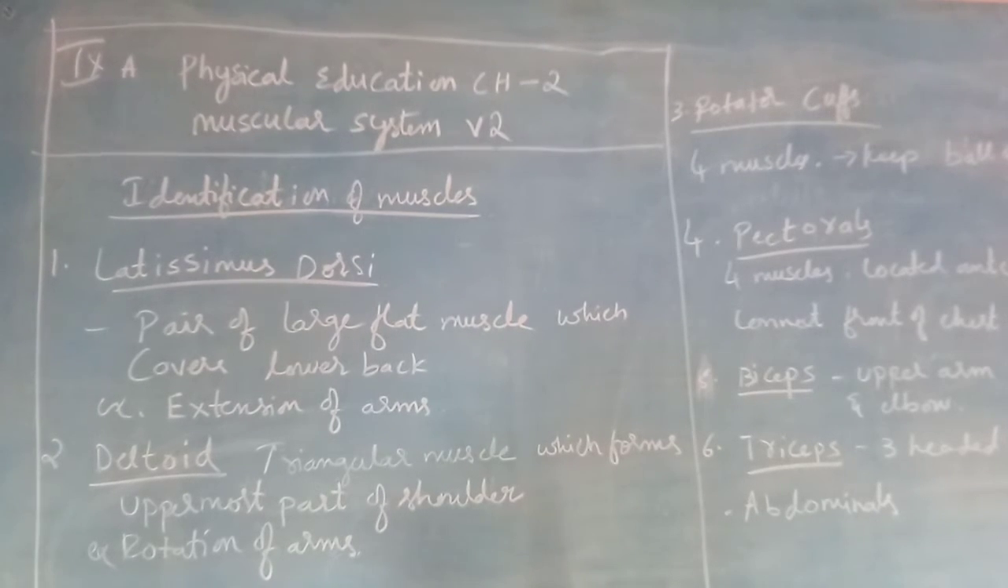We are going to continue with chapter 2, the muscular system. In the previous class, we saw the different types of muscles, voluntary and involuntary muscles and cardiac muscles, and the definition of the muscle along with the contractions. Now, in this class, we will try to identify which particular muscles will be contracted or expanded when you perform a particular kind of movement or exercise.